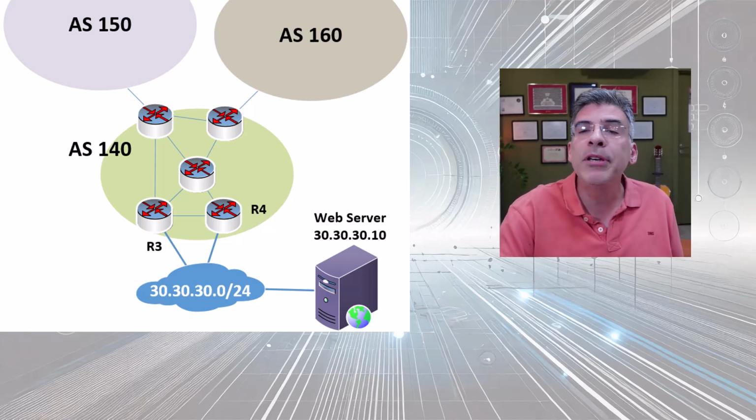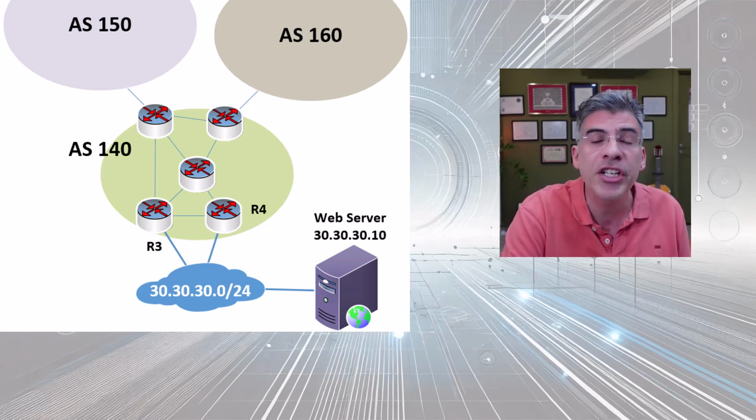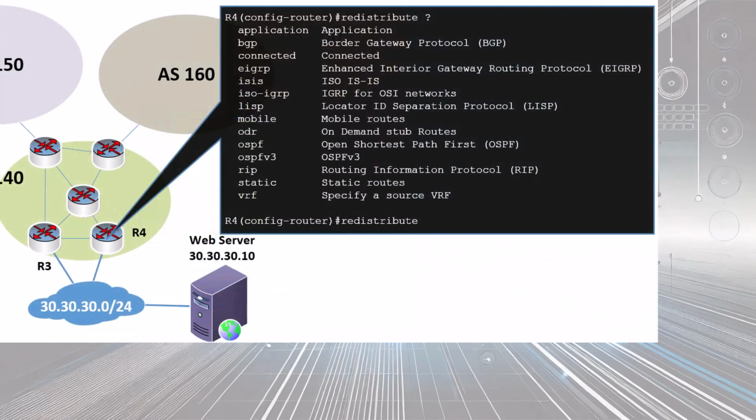Now, to redistribute routes into BGP, we typically enter into the BGP configuration mode on a Cisco router and issue the redistribute command.